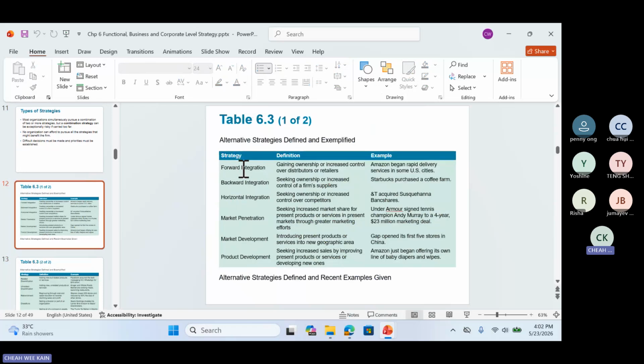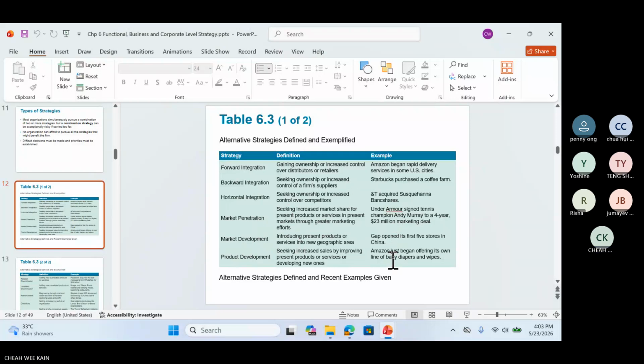Continue with pricing. Is it forward, backward, or horizontal? Or is it market penetration, or market development, or product development? It can be a mixture. If you are continuing with competitive pricing, most likely you're doing product development and market penetration and market development. So for this, these are definitions and these are some of the examples.